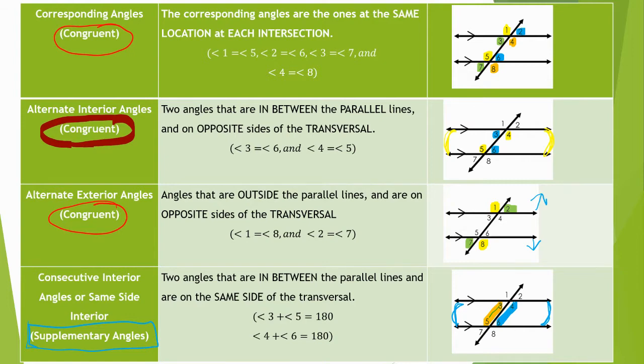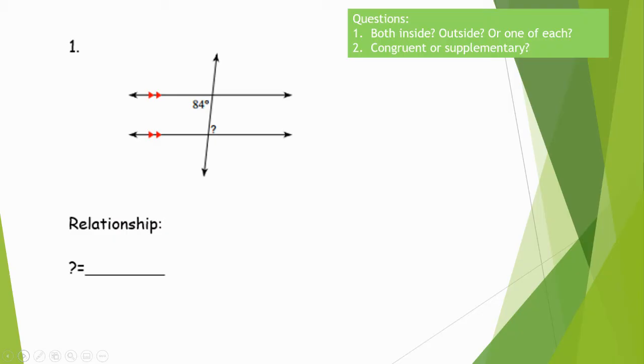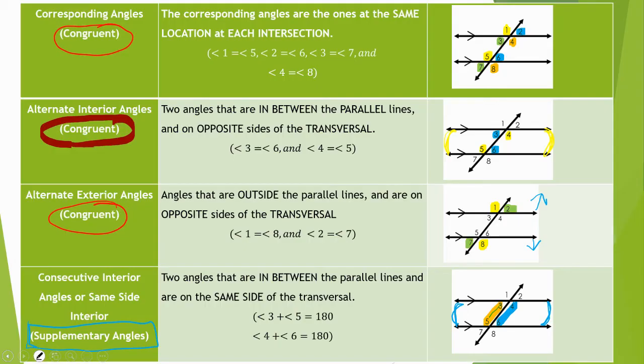Okay, now we're going to apply this knowledge. Every time we do this, we ask ourselves 2 questions. The first question is to determine the relationship. Are both of them inside? That's one of our interiors. Are they both outside? That's our exterior. Are they one of each? That's our corresponding. So let's go back and look at that really quick.